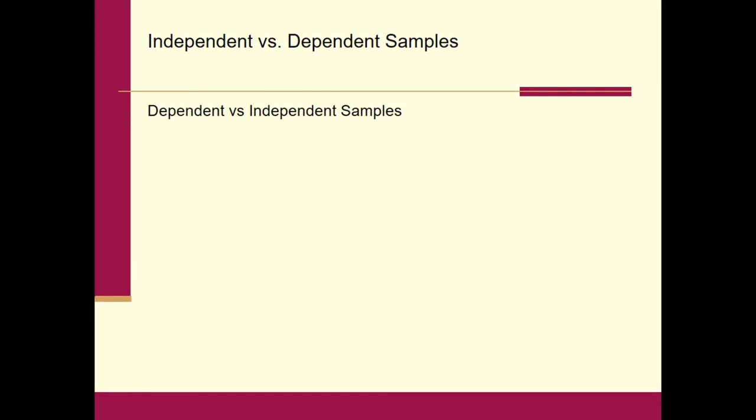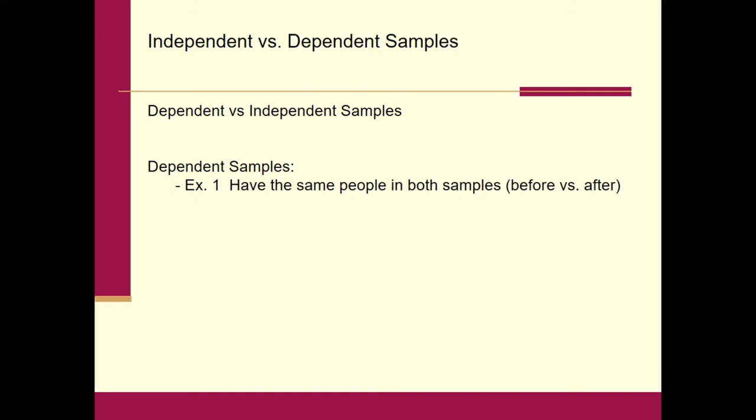All right, so the reason why we have to really talk about some stuff before we just jump into 11.3 and 11.4 is because we have to talk about independent versus dependent samples. All right, and the difference between the two. Let's start with dependent samples. So what does it mean to have dependent samples? Well, let me give you an example here.